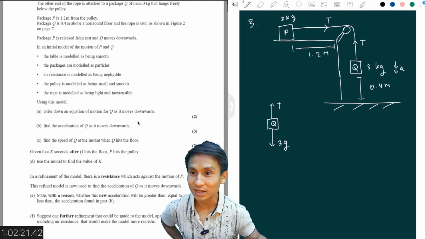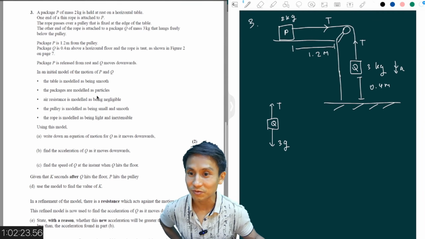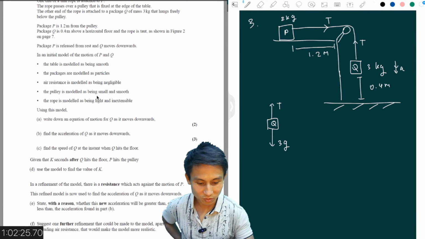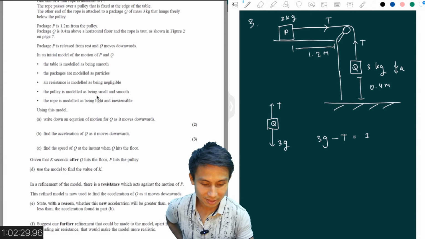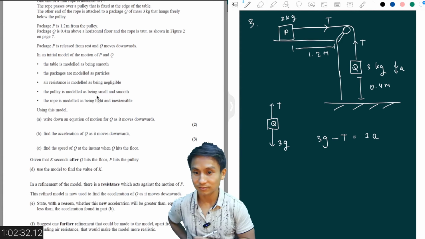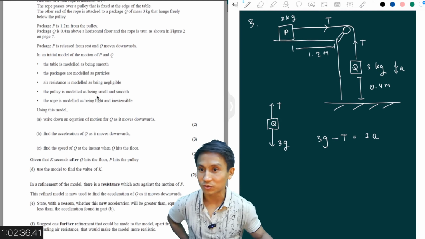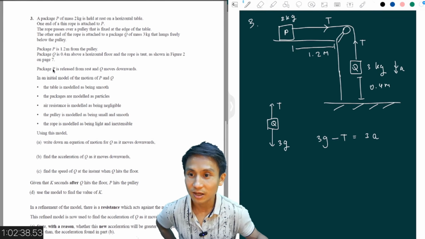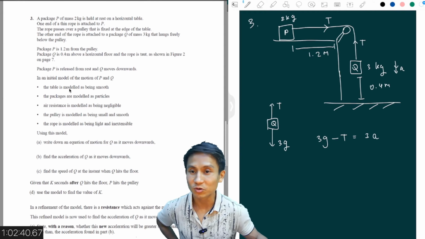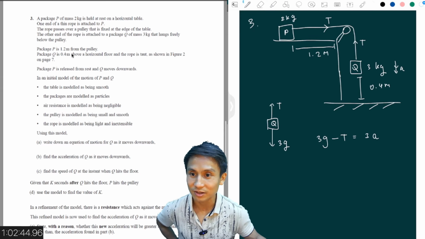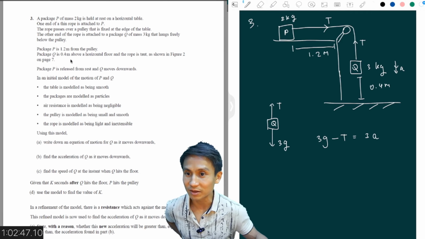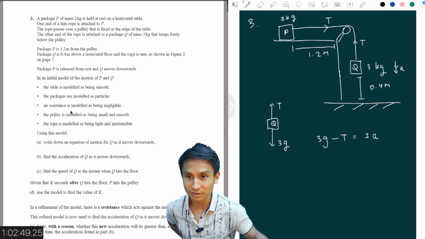Making T the tension there. Does it say tension beforehand here? No. So we do 3g minus T equals 3 times a. The equation of motion of Q as it moves downwards. Yep, equation of motion is basically Newton's second law. I'm just checking if we are overlooking any information here. I don't think we are.